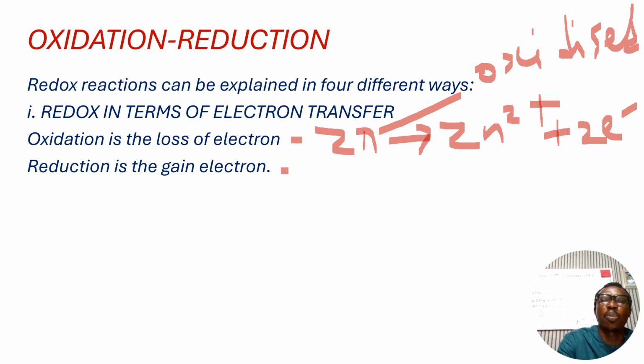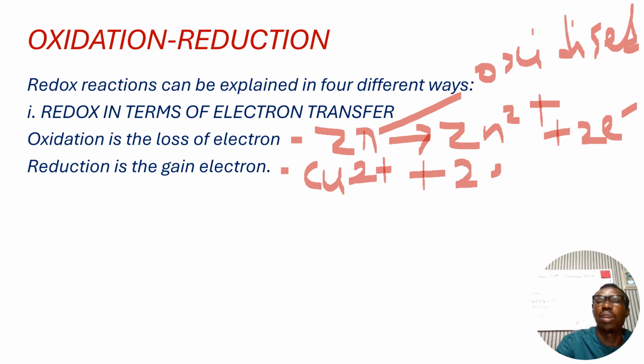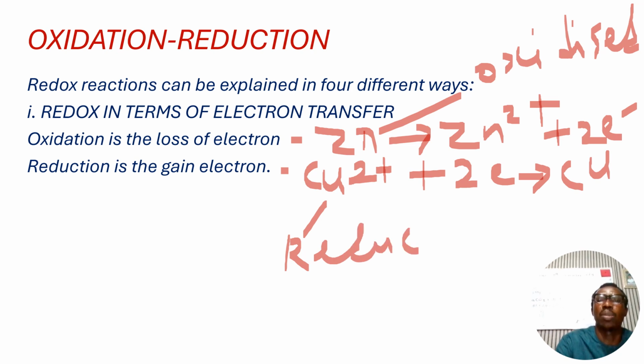Let's take for example copper, which is a less reactive metal. The less reactive metal gains electron and undergoes reduction to give you what? Metallic copper. So copper here is what? Reduced. Reduction is the gain of electron because it gains electron, while oxidation is what? The loss of electron.